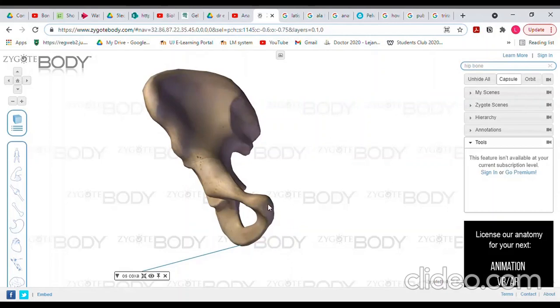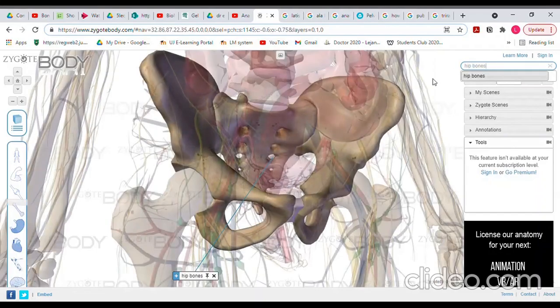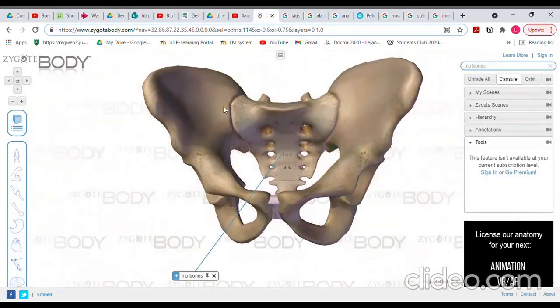Why is it called the symphysial surface? Because we said that there is an articulation of one hip bone with the next hip bone at the pubic symphysis, right here. So the point where we have this articulation, this area is called the symphysial surface.